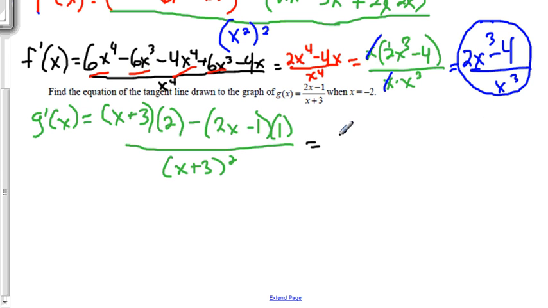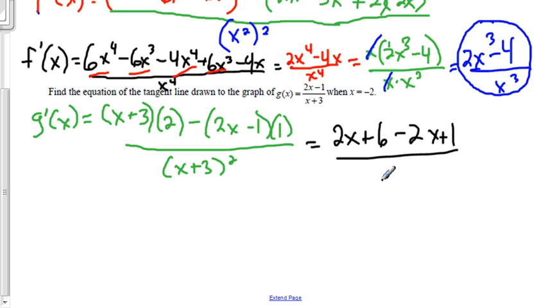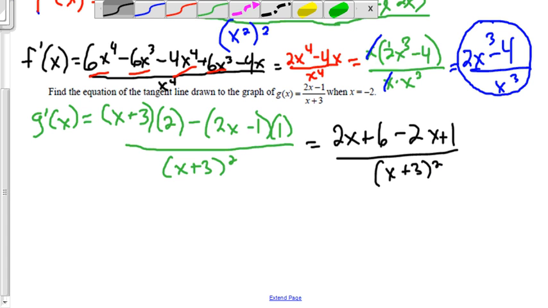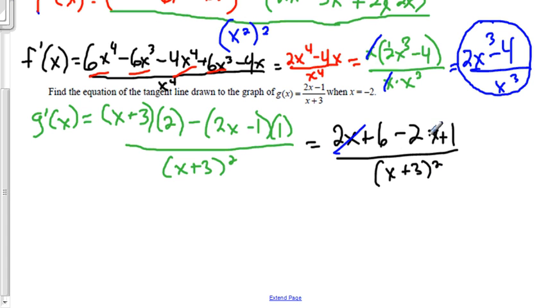Let's simplify this. 2x plus 6, that's distributing the 2, and then distribute the negative sign. Negative 2x plus 1 all over, and I'm going to leave this like x plus 3 all squared, and now combine like terms in the numerator, and what we see is this positive 2x cancels out with this negative 2x, so I get the derivative to be equal to 7 over x plus 3 all squared.